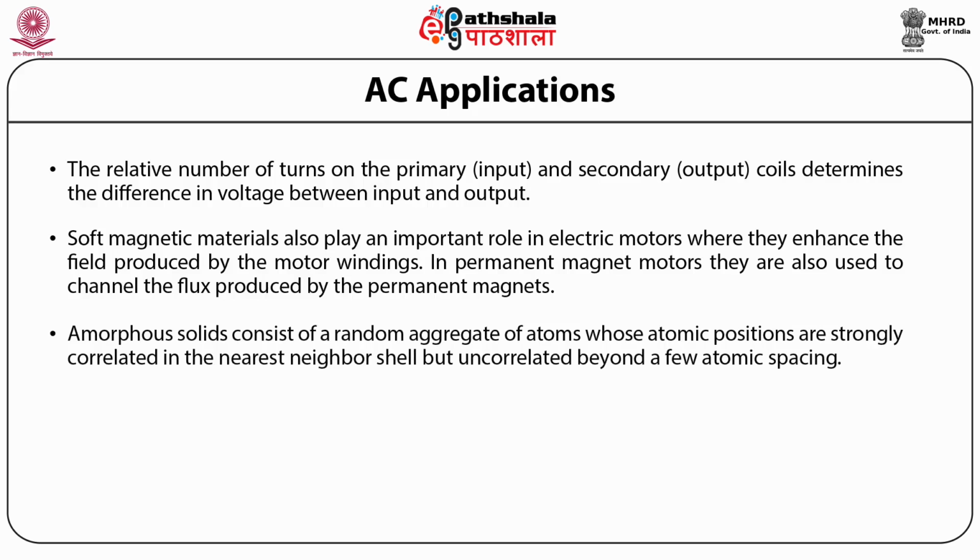Amorphous solids consist of a random aggregate of atoms whose atomic positions are strongly correlated in the nearest neighbor cell but uncorrelated beyond a few atomic spacings. In other words, these materials possess short-range atomic order, and the structure of these solids resembles that of liquids from which they have been obtained. Molten metal and metallic alloys invariably crystallize in their equilibrium crystalline structures when cooled below their freezing points.